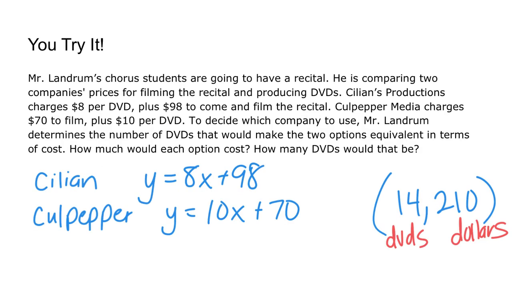The next one about Mr. Landrum, you had to set up two different equations for each company. So when you have two different companies, you've got two different slope-intercept form equations. So we wrote one for Cillian's company and one for Culpeper. And then we solved that in Desmos and got 14, 210. And so I interpreted that as 14 DVDs would cost $210 from both companies.